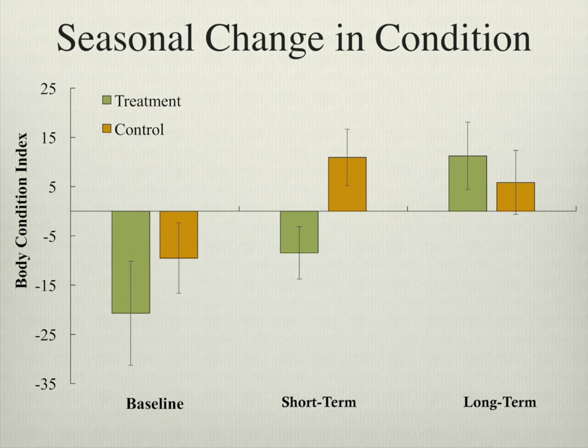However, long-term we see a positive increase. And so it's really important to think about how 90 days have passed. And during 90 days, we actually see some seasonal changes. So it's possible that the positive increase in condition is due to maybe better weather, increased food resource availability, and potentially a couple other things.